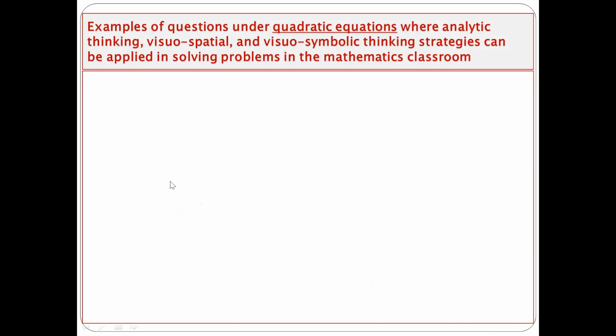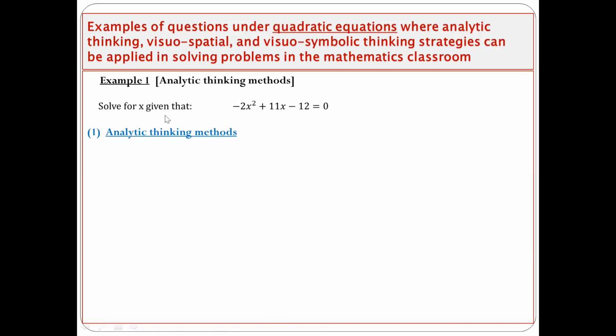And next, let us look at examples of questions under quadratic equations, where analytic thinking, visual spatial, and visual symbolic thinking strategies can be applied in solving problems in the mathematics classroom. Example one, we're going to look at the application of analytic thinking methods to solve for x in this quadratic equation. So for the analytic thinking methods, there are actually three all in all.